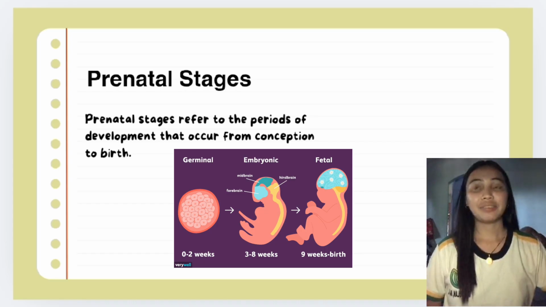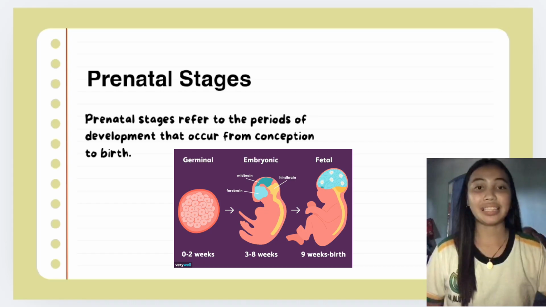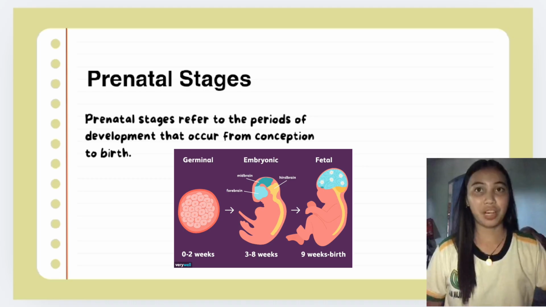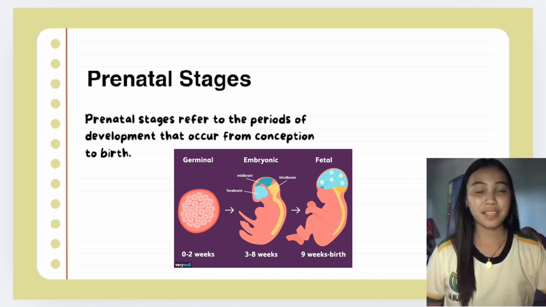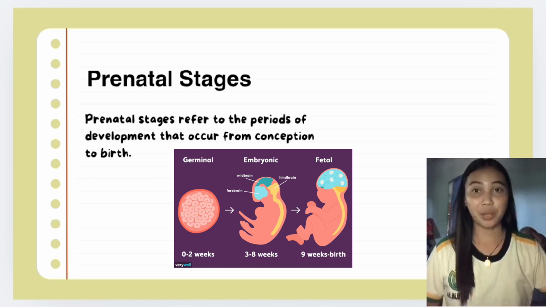Second, the embryonic stage. This is a crucial period when the major organs and body systems begin to develop. Three layers of cells form: the ectoderm, which becomes the skin and the nervous system, the mesoderm, which becomes the muscles, bones, and circulatory system, and the endoderm, which becomes the digestive system and the respiratory system. The neural tube, which will become the brain and the spinal cord, develops.